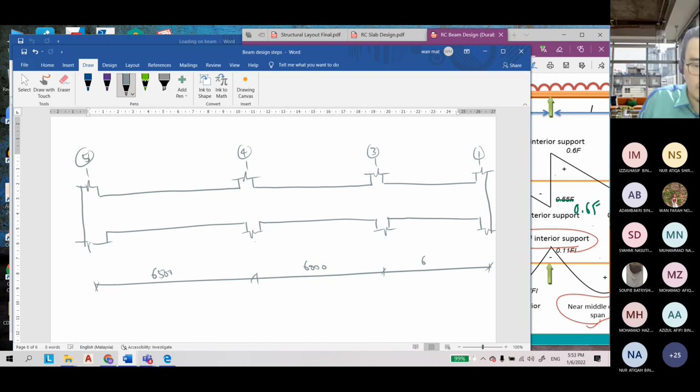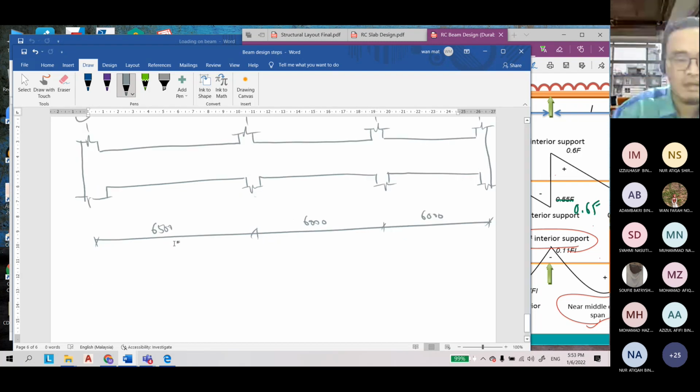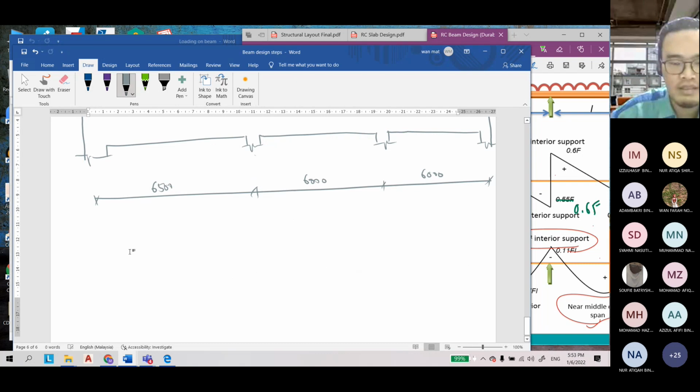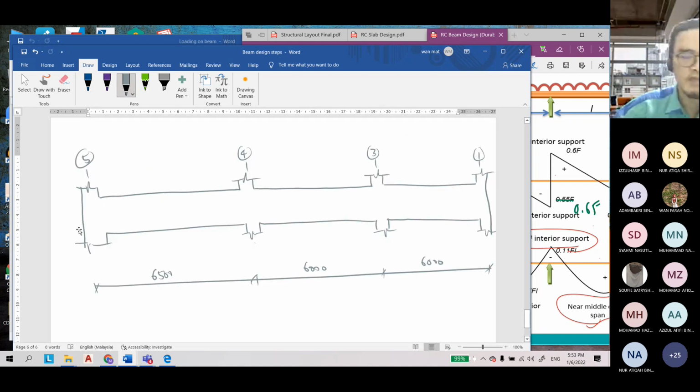6,000. It's also 6,000. Okay. So what to do is, okay, let's say this is section. Let's say you also want to complete with section. This is section 1.1. This is section 2.2. This is section 3.3. Okay. Section 3.3 is maybe near the support. Okay.